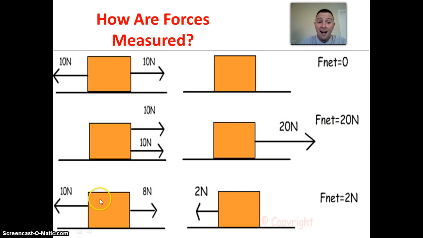Now, I could be pushing 10 Newtons to the left, my buddy can be pushing 8 Newtons to the right, and because I'm pushing more than he's pushing, the resultant vector is 2 Newtons to the left. Notice this arrow is shorter. Or that one. Should be to scale, it's not. Sorry. All right, so my net force is 2 newtons. Negative 10, positive 8 is negative 2. So 2 newtons to the left.